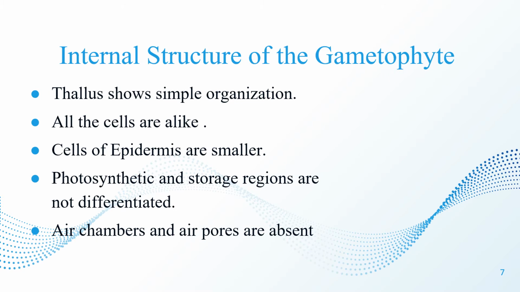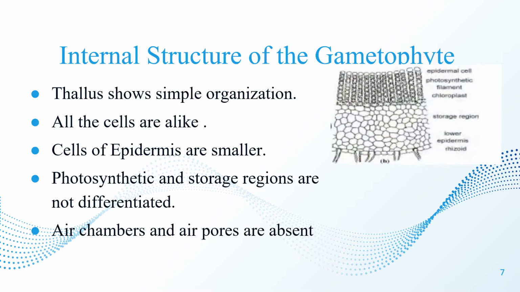Now let us study the internal structure of the gametophyte. You have to see a section through the thallus. The thallus shows simple organization. All cells are alike. Cells of the epidermis are smaller, and photosynthetic and storage regions are not differentiated. As you see in the Riccia thallus, you can see air chambers and air pores, and the two halves of the thallus: the upper one, the photosynthetic region, the lower one, the storage region. Air chambers and air pores are absent here.